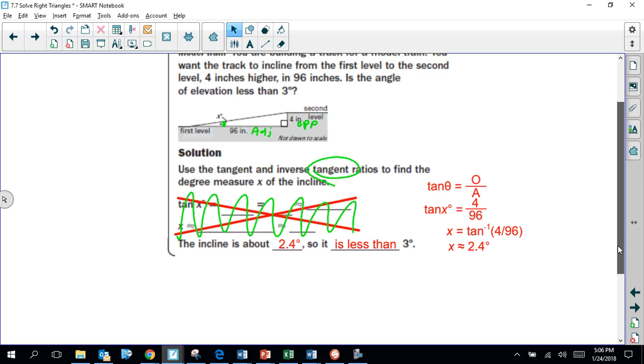Now, because I'm looking for an angle measurement, I say x is equal to the inverse tangent of that ratio, 4 over 96. Type that into the calculator, and we get 2.4 degrees. So yes, we are below the 3-degree incline that the problem wants us to look for. So there we go.